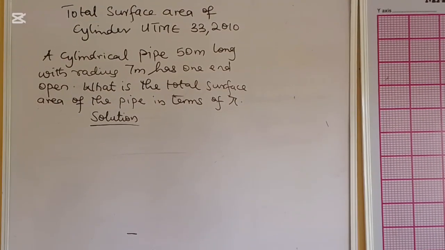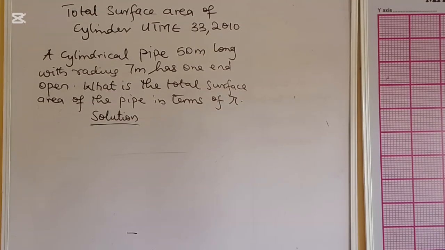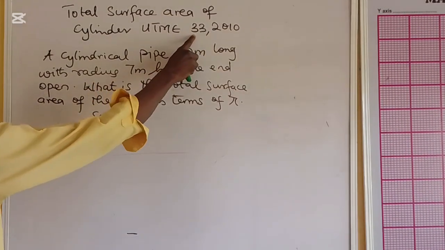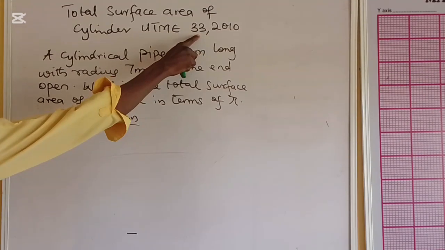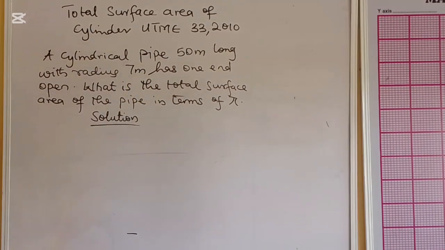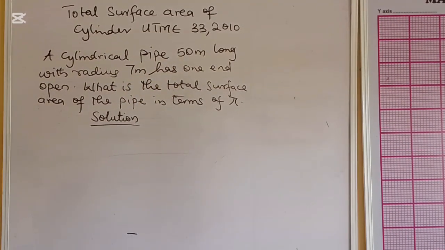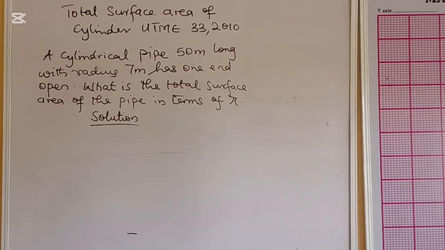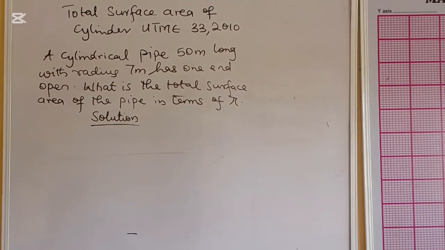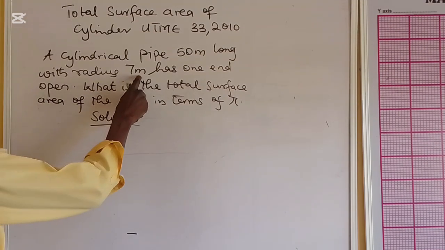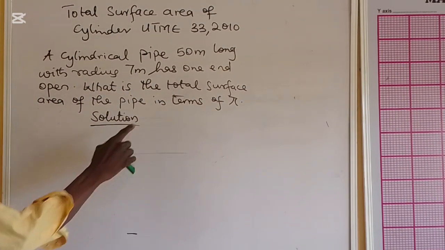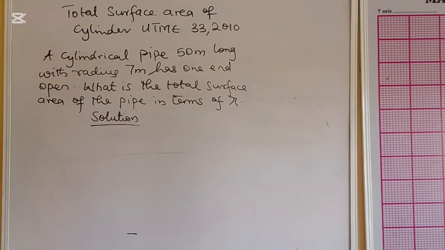Welcome back. Let me give you example number 2. It's a WAEC question, number 33, 2010. Total surface area of a cylinder. A cylindrical pipe is 50 meters long with radius 7 meters, has one end open. What is the total surface area of the pipe in terms of pi?